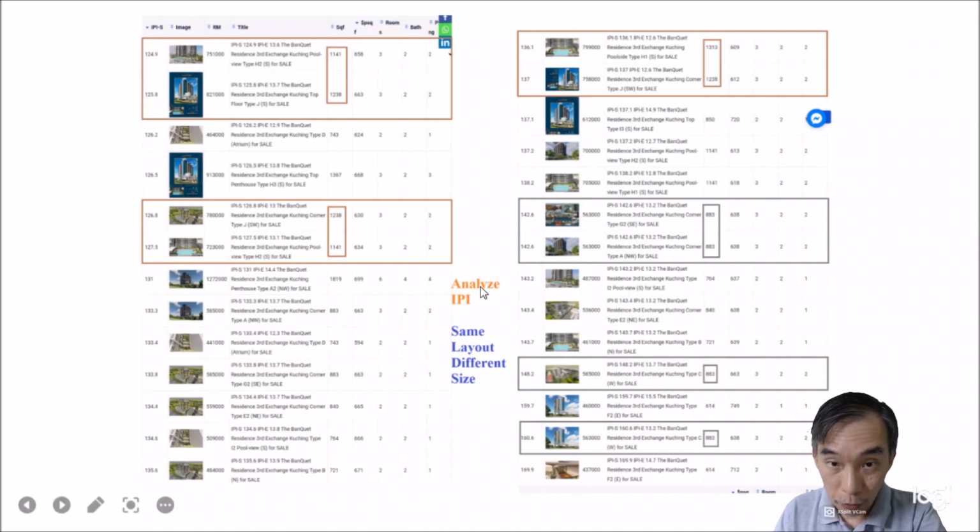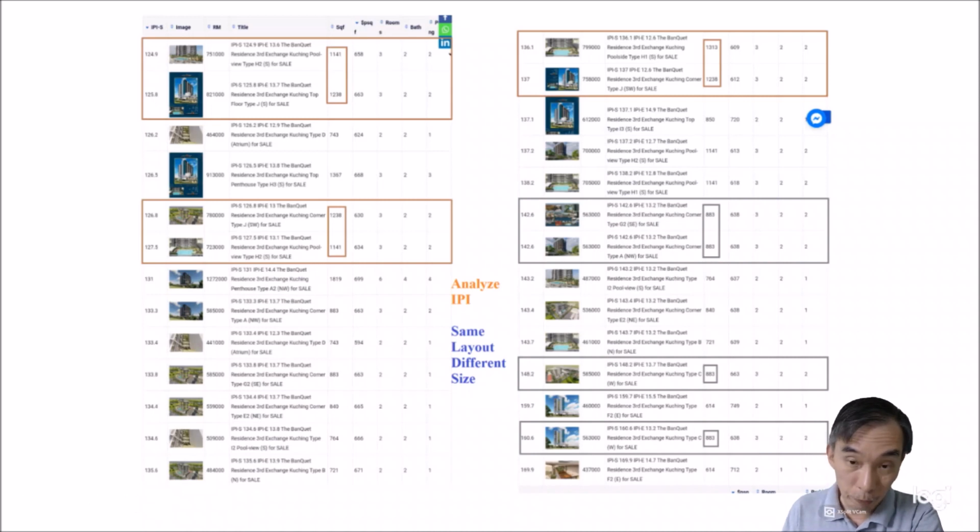So we try to analyze those layouts having the same number of rooms, meaning 3 bedrooms, 2 bathrooms and 2 car parks. If I box out the units with 3 bedrooms and 2 bathrooms with 2 car parks, you can see that those with higher square feet would have a lower IPI compared to the smaller units. This is also in congruence with the concept that the IPI for a bigger size unit would be lower than the IPI for a smaller size unit.